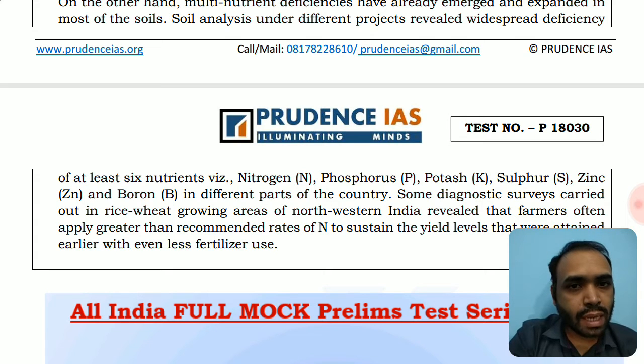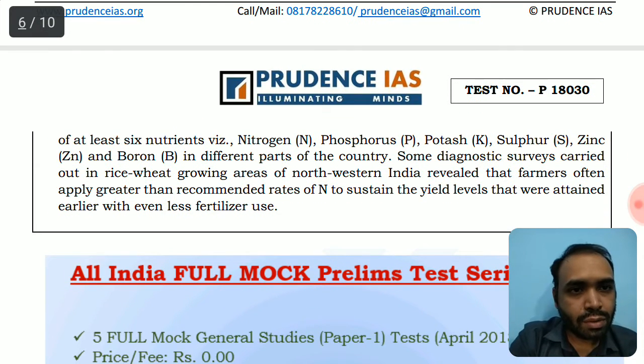Some diagnostic surveys carried out in the rice-wheat growing areas of northwestern India revealed that farmers often apply greater than recommended rates of nitrogen to sustain the high yield levels that were attained earlier with even less fertilizer used.